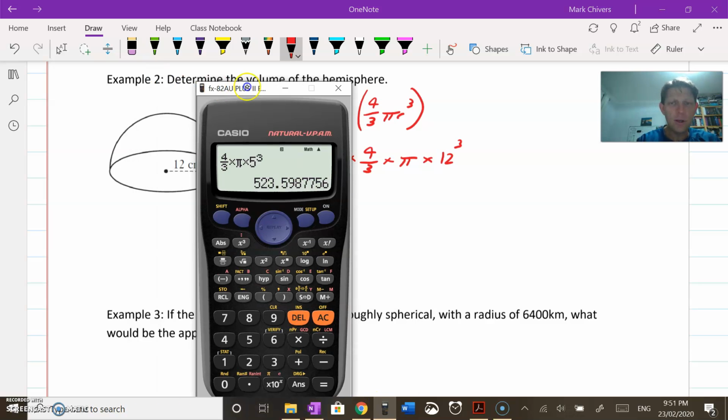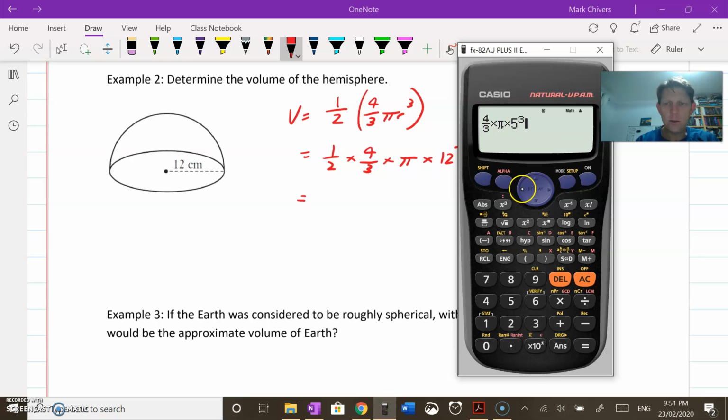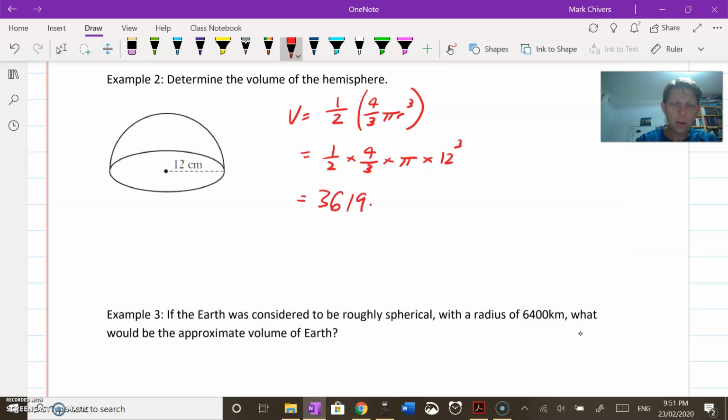Now, as I said before, it doesn't matter what order multiplication is done in. 2 times 3 is the same as 3 times 2. So for this particular one, I can use that replay button again, save myself a whole lot of time, and choose 12 there, 4/3 times pi times 12 cubed, and then at the end multiply that by 1/2, and that'll all work out just nicely. So that's 3619.1 centimeters cubed, and that's again to 1 decimal place, and away we go.